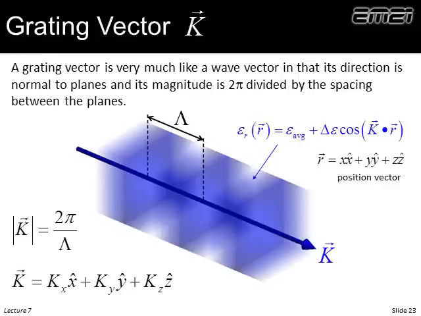Okay, let's remember what a grating vector is. The utility of a grating vector is that it lets us describe the periodic modulation in dielectric constant, for example, as just a cosine of k dot r, where r is position and k is our grating vector. Like a wave vector, the grating vector has two pieces of information. The magnitude is 2 pi divided by the spacing between equal planes in the grating, and the direction is perpendicular to these planes of equal dielectric constant, if you will. So a grating vector is just like a wave vector, and in fact we use it in the same way. It's just not describing a wave, it's describing a stationary modulation in the dielectric constant. So that's a grating vector.